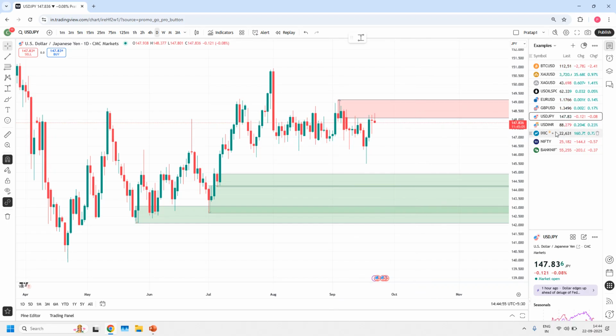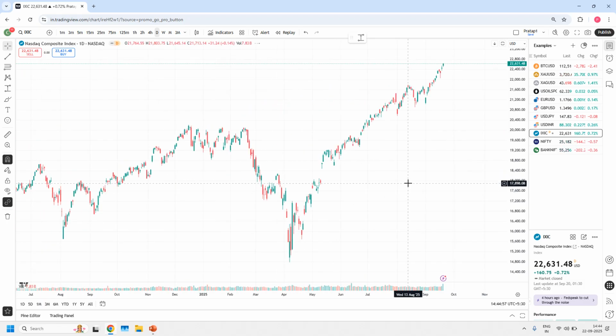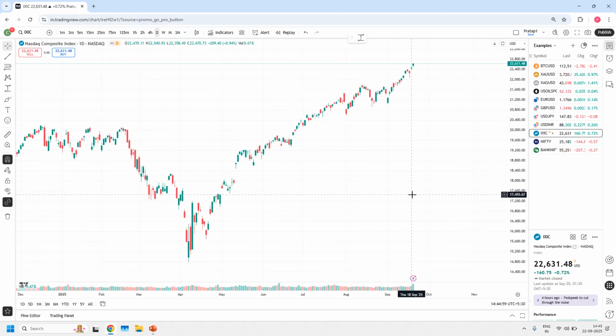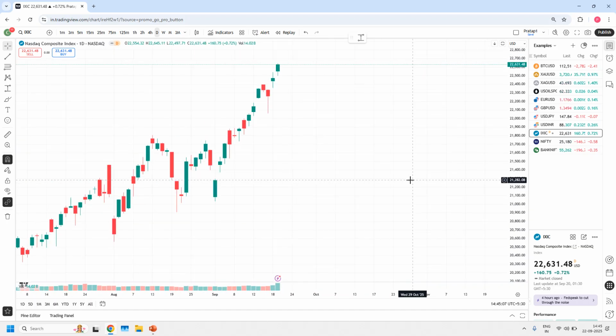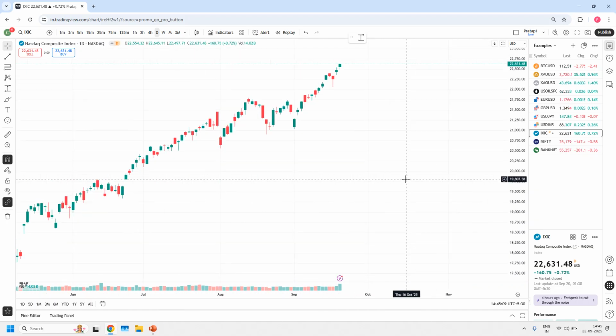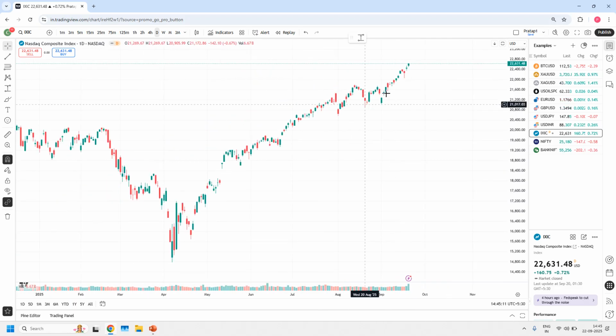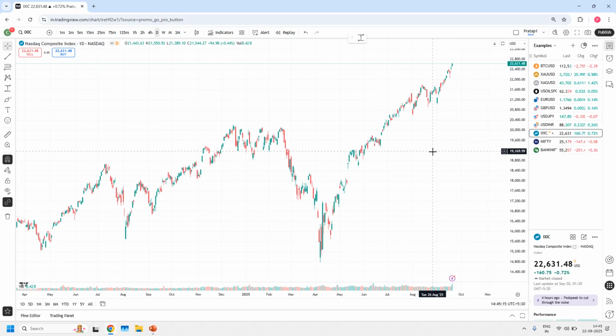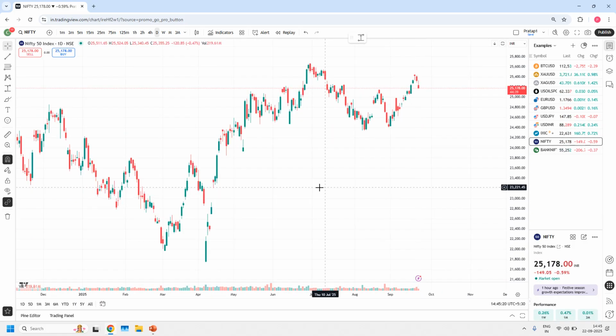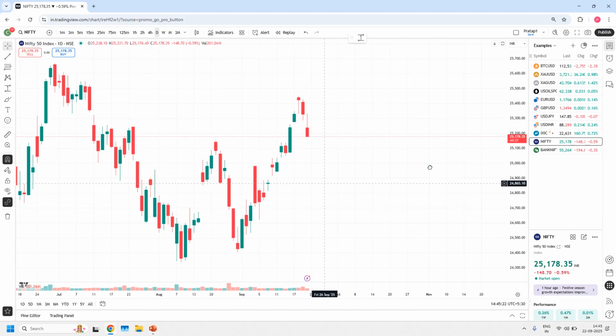Next, let us look into this NASDAQ. See, NASDAQ is at all-time high. It violated all the supply. See, now it is further moving up. Definitely we can say NASDAQ current trend is uptrend. It is at all-time high also. So there is nothing much to discuss in this chart. Now let me go to the Nifty indices. What is the current trend in Nifty?